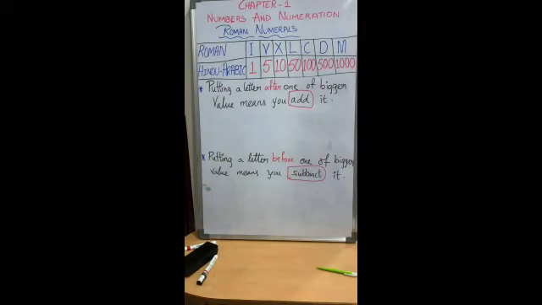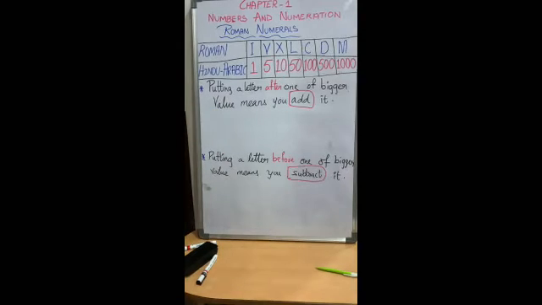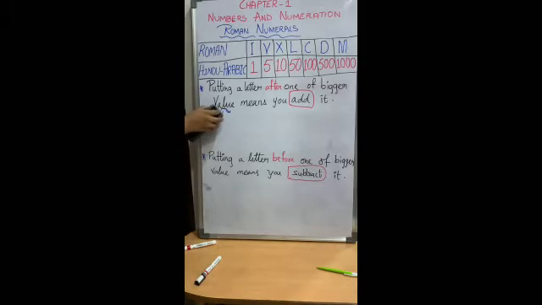Let's see some examples of how to write Roman numbers. See the first condition. Putting a letter after one of a bigger value means you add it. Let's see some examples. When you are writing a letter after, it means you should add. When you are writing a letter before, it means you should subtract. This is a condition for Roman numbers.